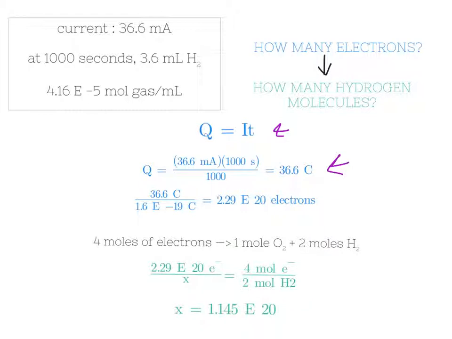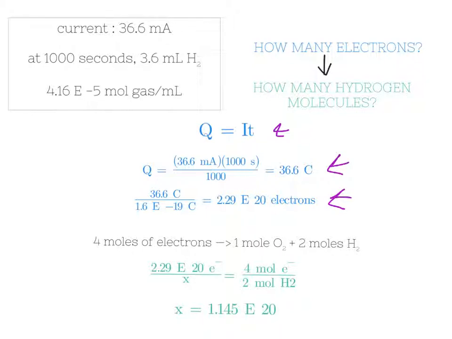Now, we want to figure out how many electrons there are, and luckily we know the charge of an individual electron, that is 1.6 times 10 to the negative 19th. So we're going to divide the charge we just found, 36.6, by the individual charge of an electron, 1.6 times 10 to the negative 19th, and we get 2.29 times 10 to the 20th electrons.